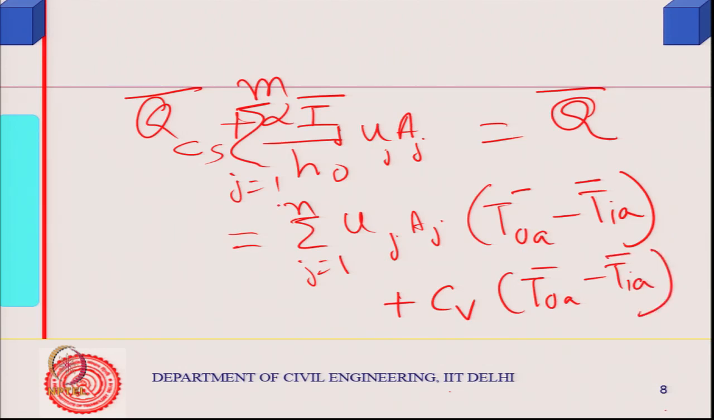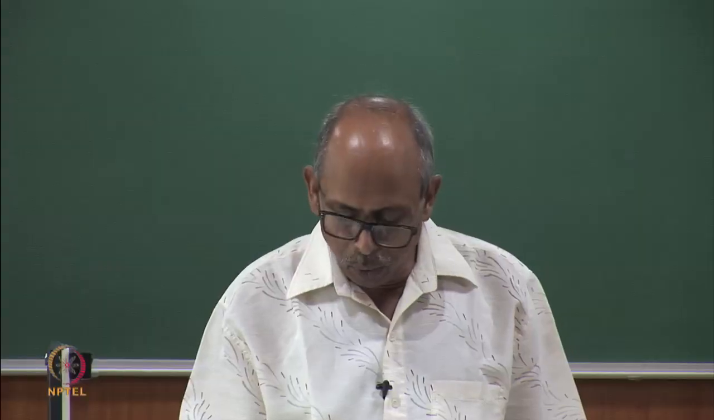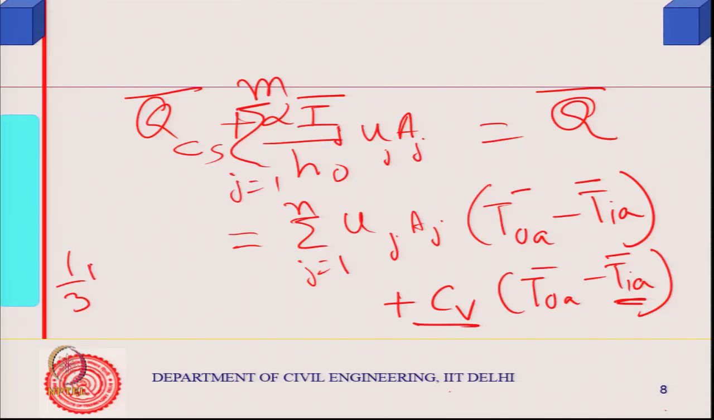Therefore, I can find out TIA bar. I will come to that, but before that, what was the expression for CV? CV was, we said, approximately 1/3 n into VR, because that is the coefficient for ventilation heat transfer. CV bar we use because n can change from time to time, and we are taking all mean heat coming in.